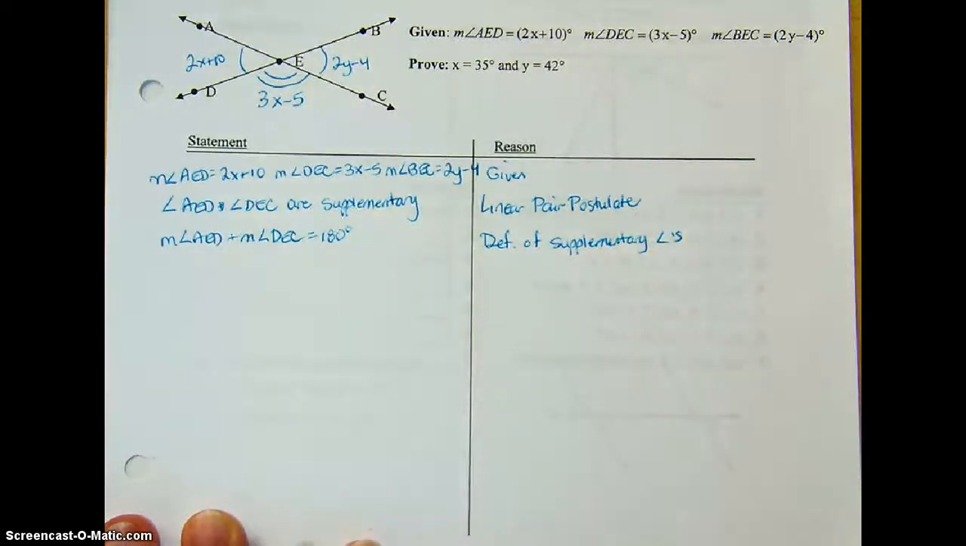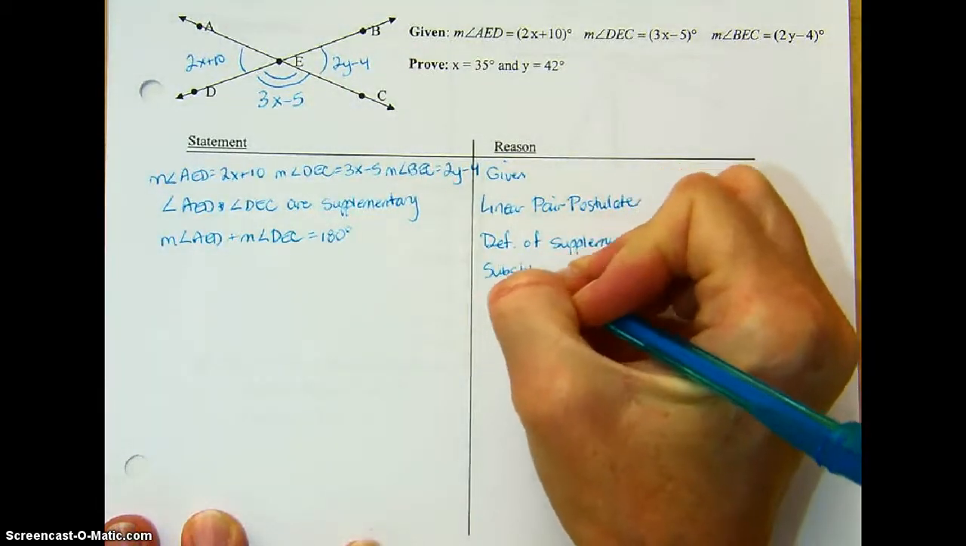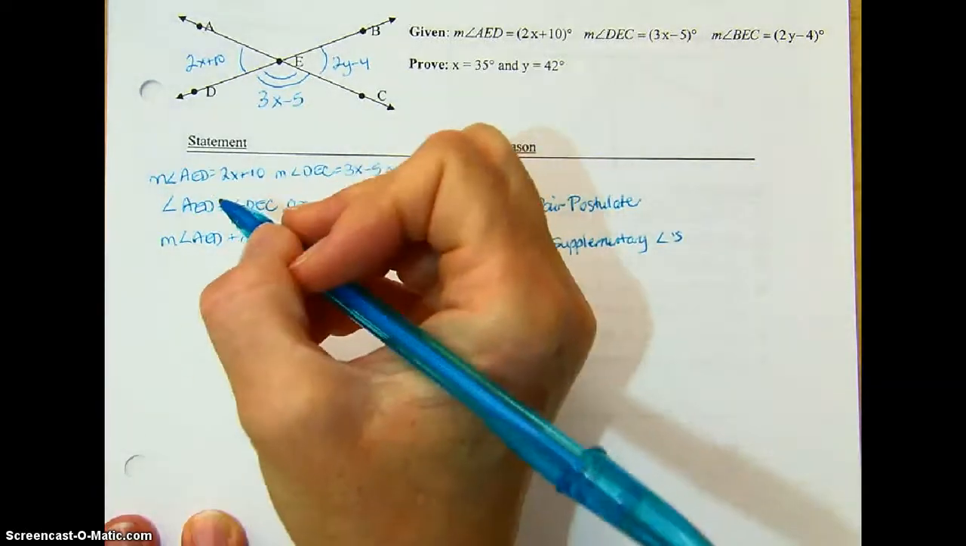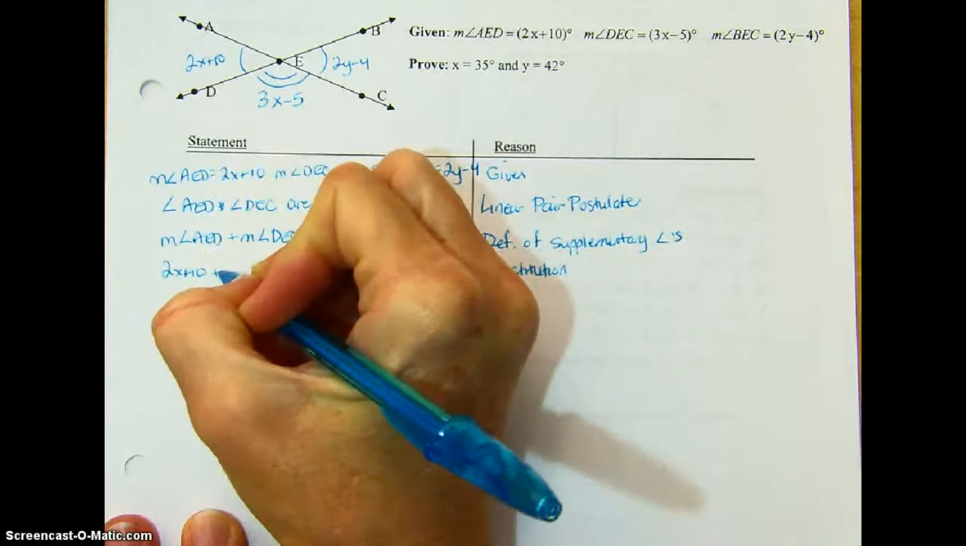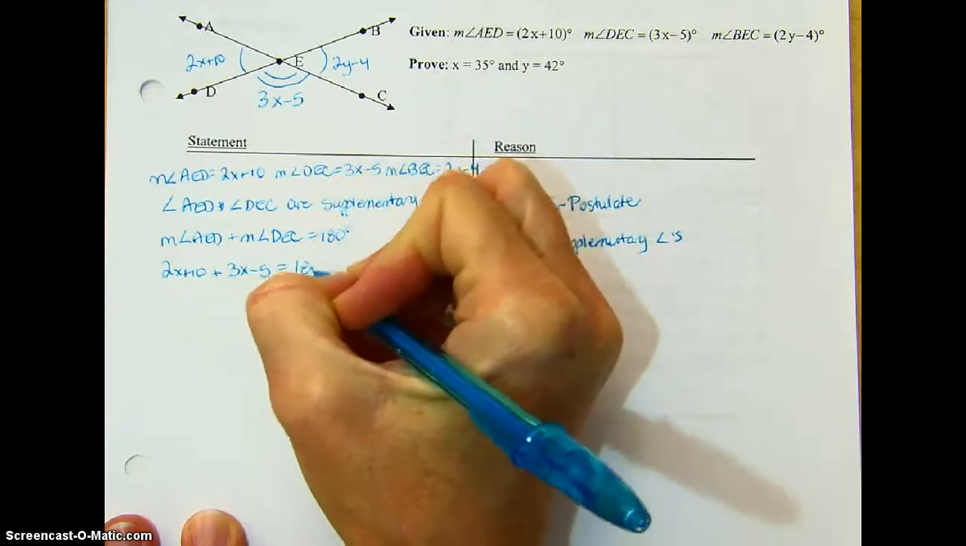Okay, at this point, we're ready to jump into our algebra, right? Here's where we're just going to do our substitution. Okay, so we know the measure of angle AED is 2x plus 10, plus the measure of angle DEC, which is 3x minus 5, equals 180 degrees.